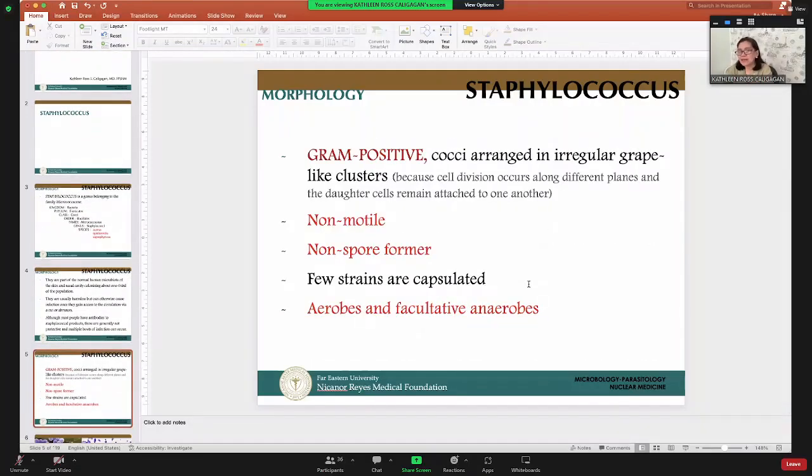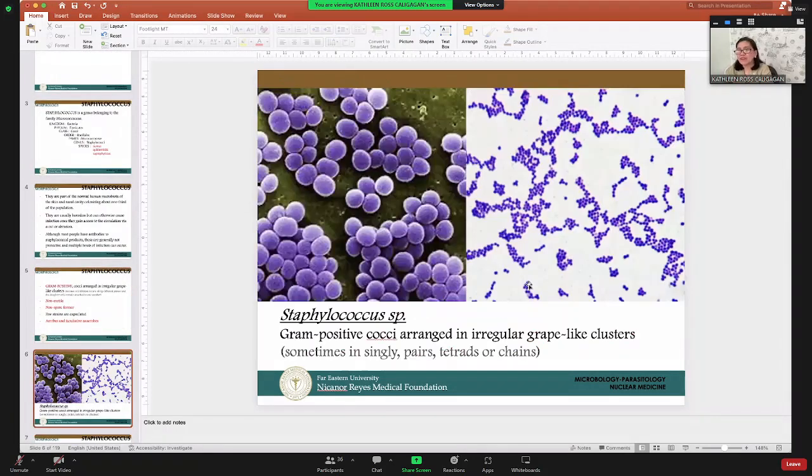Morphologically, they are gram-positive cocci arranged in grape-like clusters. No, some in tetrads, some singly, no, some in chains. They are non-motile, non-spore former, few are encapsulated, and can survive in the presence or absence of oxygen. So therefore they can be aerobes or facultative anaerobes. No? This is how they look under the electron microscope on the left side and on the right side of your screen. I guess you're already familiar with this.